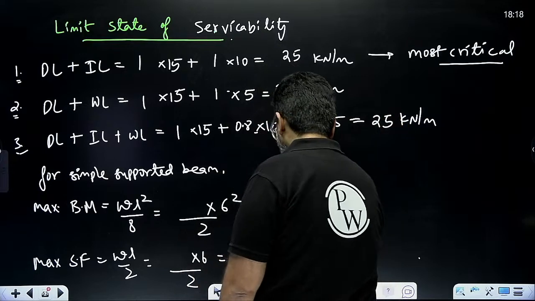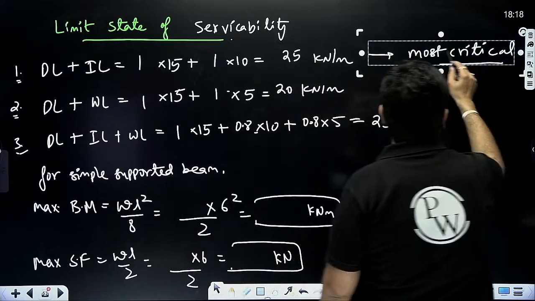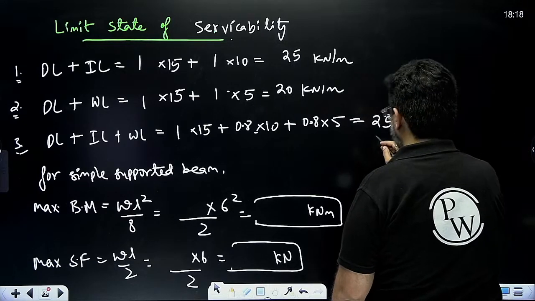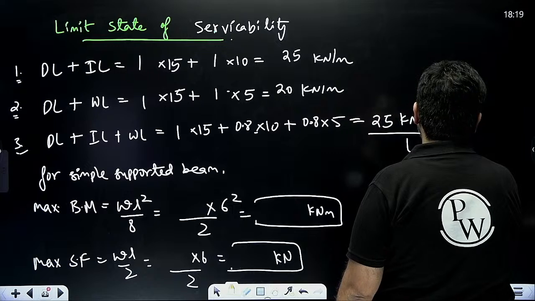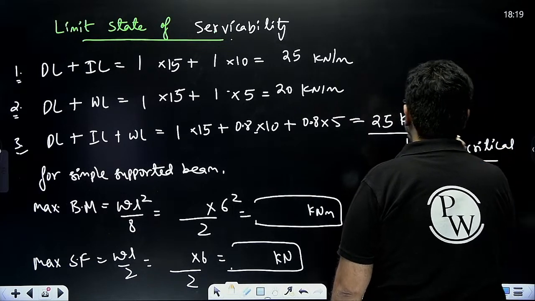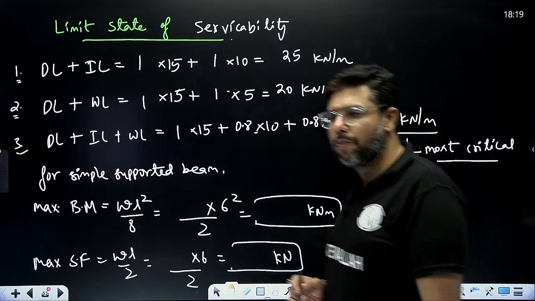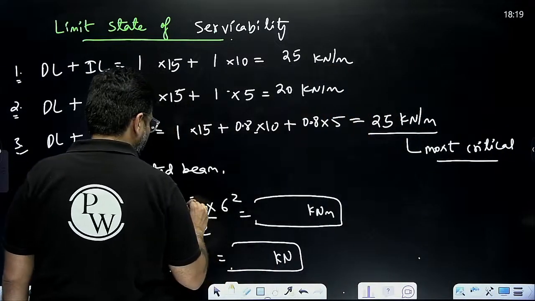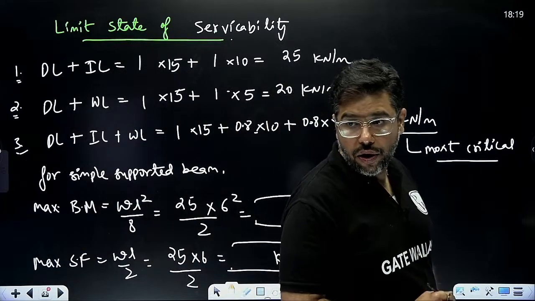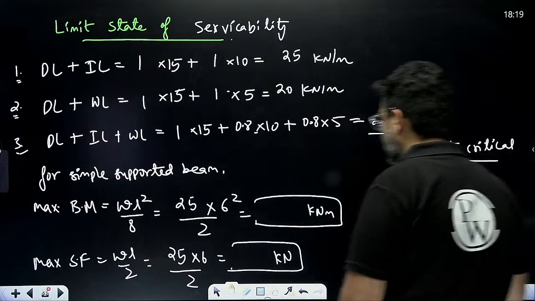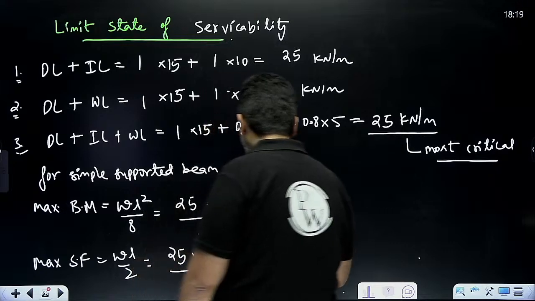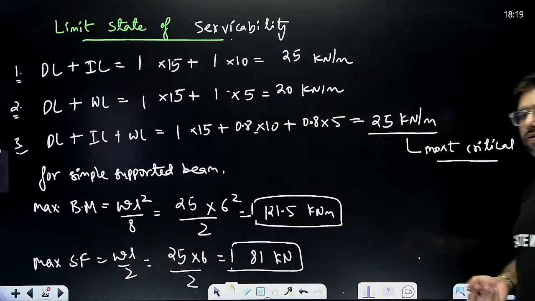So, the most critical one will shift now. This would be my most critical one now. In this case, this is the most critical combination. Here, this is giving me the maximum load. So, here I would be designing for 25. What is the value you are getting? Mr. Abdul, your answer is very correct, 121.5 and 81. You can expect this kind of question in your GATE also. This is the kind of question that they generally ask for loading.